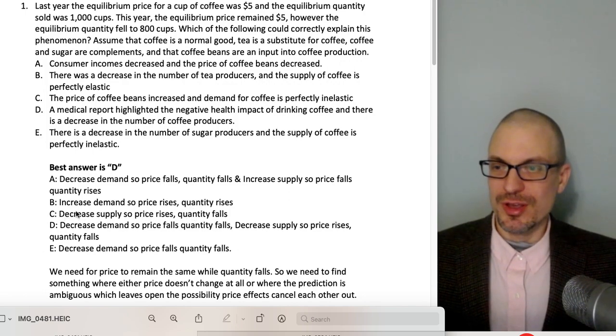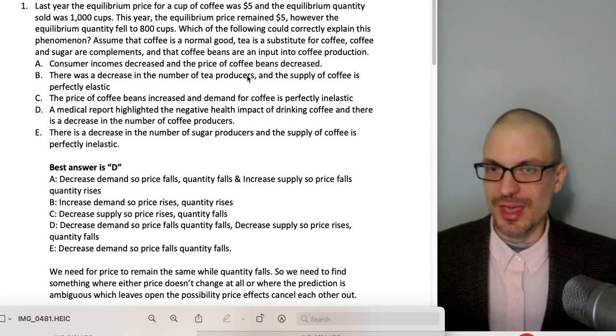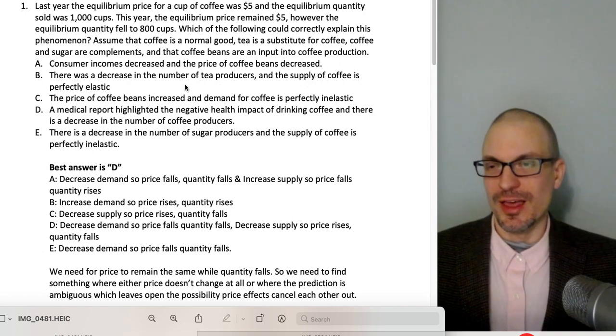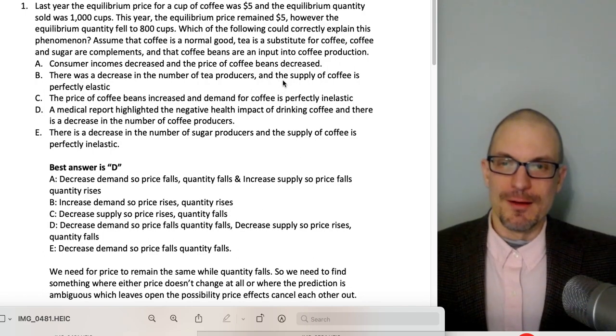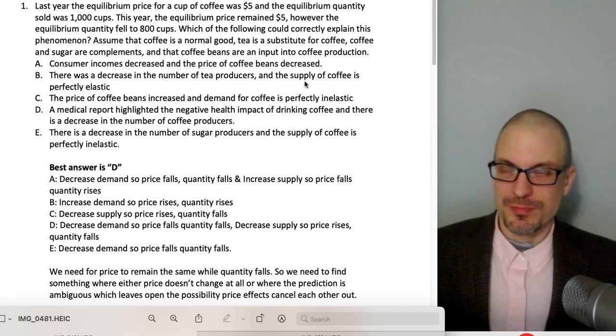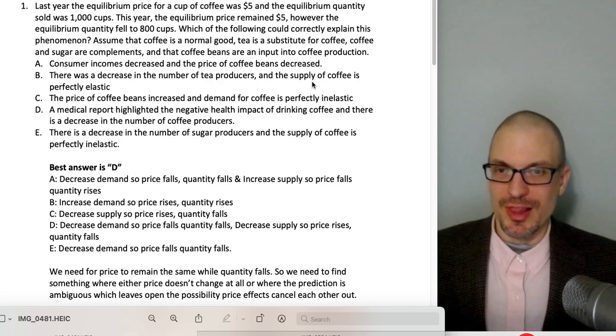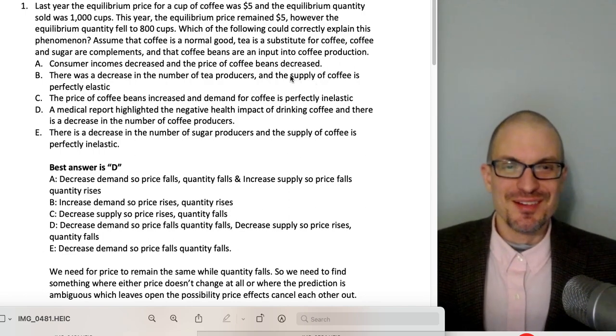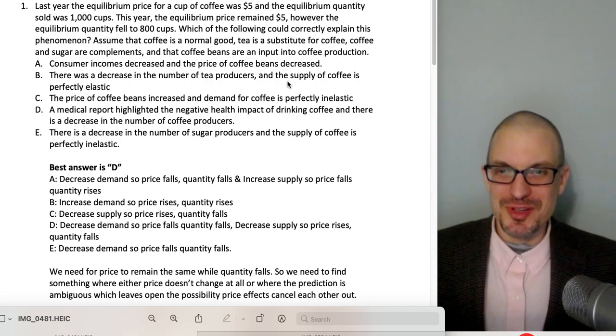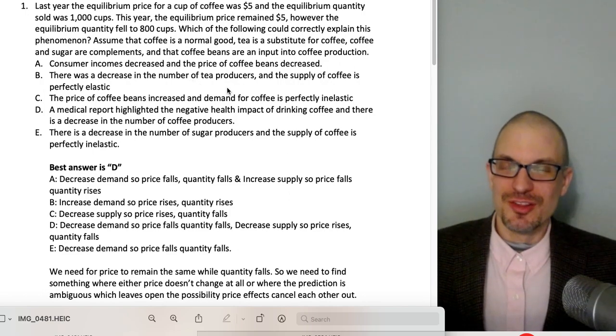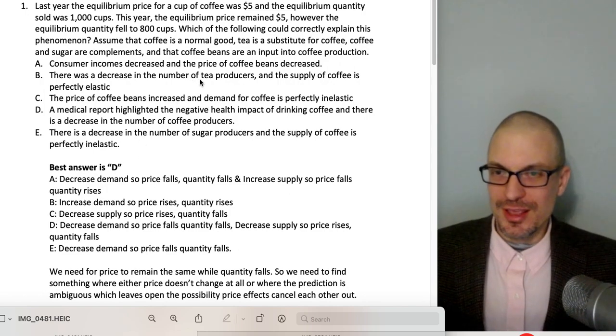What happens if we look at supply of coffee? The supply of coffee was perfectly elastic. Oh, that means it's going to be really responsive. So if supply is really elastic, what's going to happen here is we had a decrease in the number of tea producers.